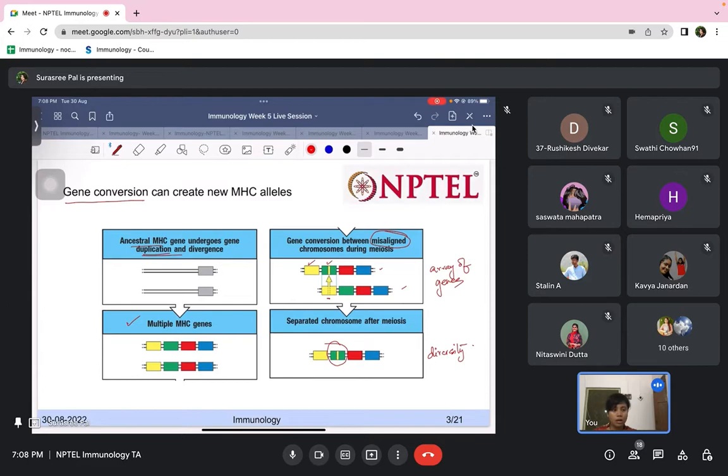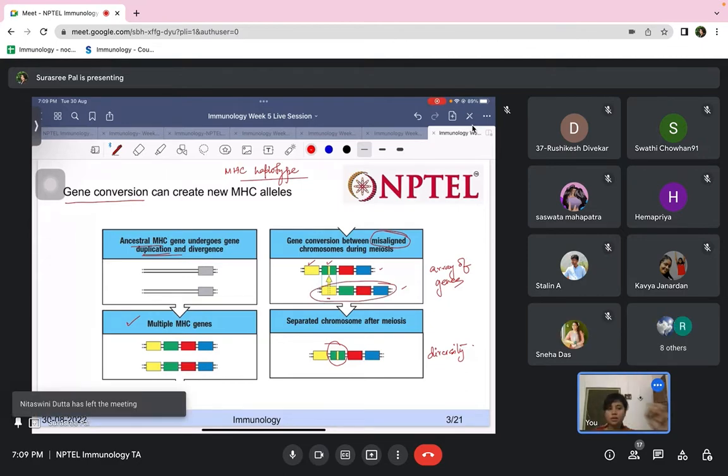And remember, the particular combination of MHC alleles which are found on a single chromosome is known as MHC haplotype. Suppose this set is called an MHC haplotype. And one other thing that I want to mention here is that MHC molecules are also codominant.